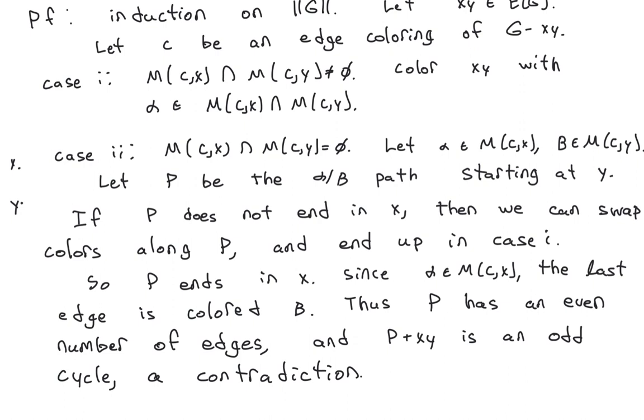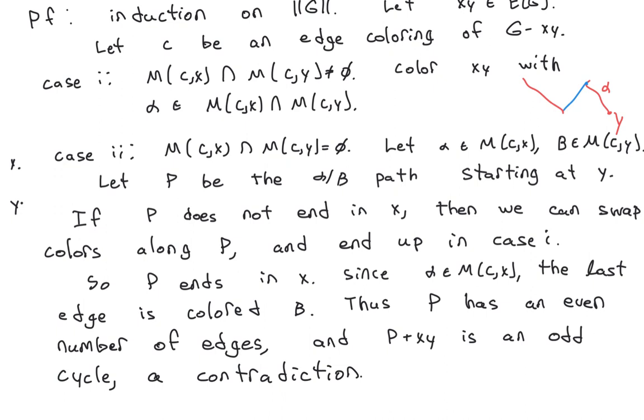So then we have to be in the other case, namely that there are no missing colors in common between these two sets. So we're going to let alpha be a color missing at x and beta be a color missing at y. And then we're going to define P to be the alpha-beta path starting at y. So you start at y, and you start to alternate on alpha-beta edges. Notice here that we know y has to have an edge incident to it that's colored alpha, because if it didn't, then alpha would be missing at y and we'd be in case 1. So we have such a path with alternating colors, extended as far as you can go.